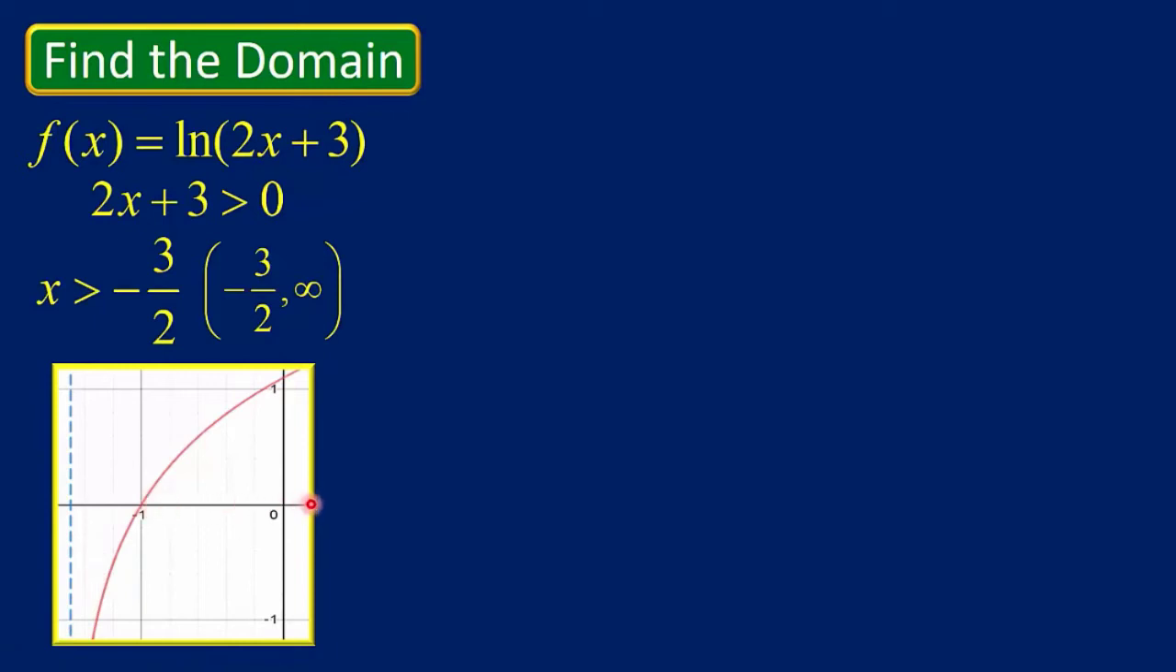If we plug in any value for x over here, we're going to get 2x plus 3 to be positive. And that's what we want. If we go to the left of that asymptote, that won't work, because then we'll be trying to take the log of a negative number. Now, let's look at another one.